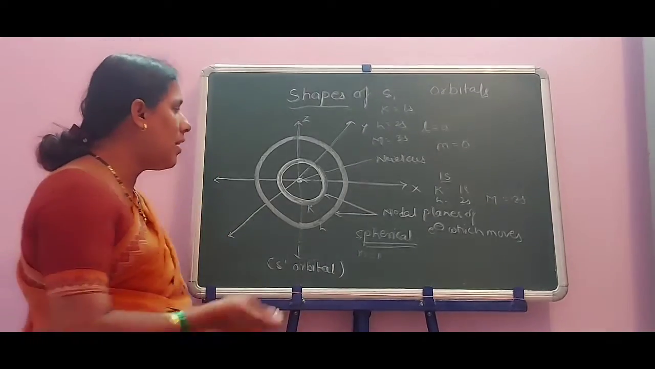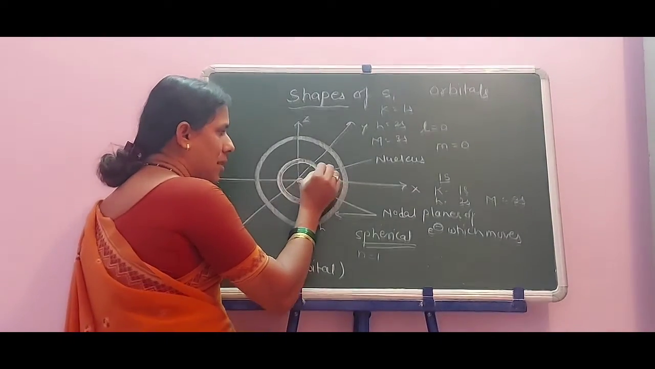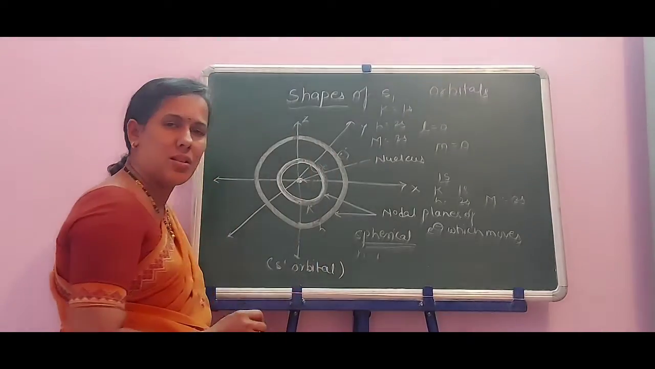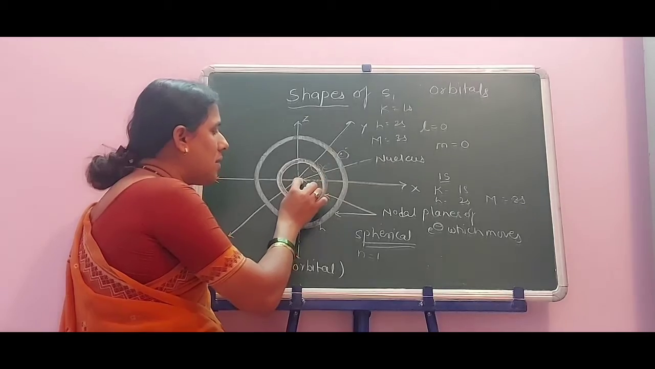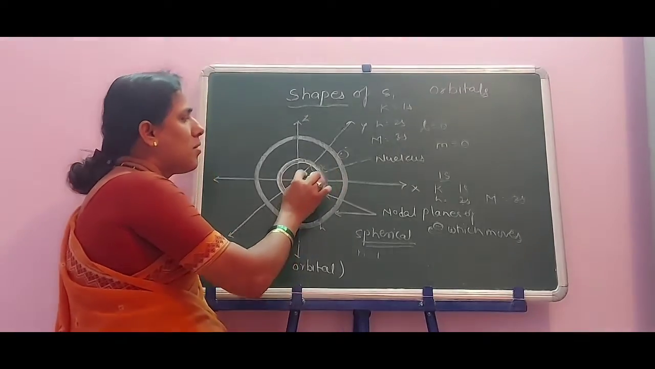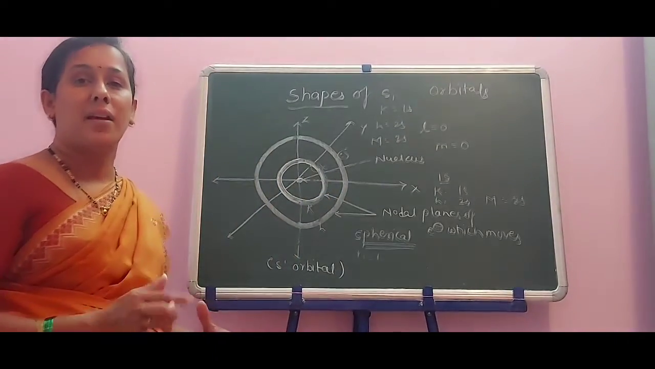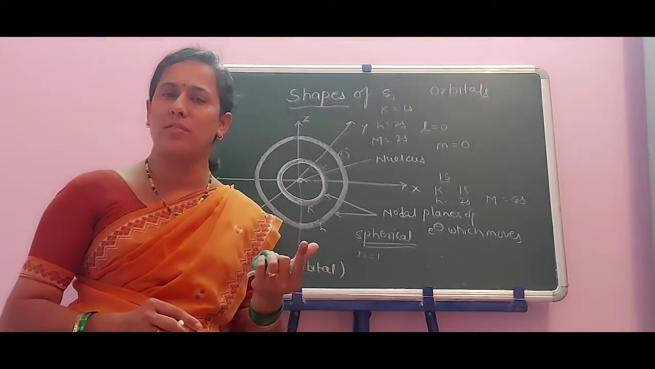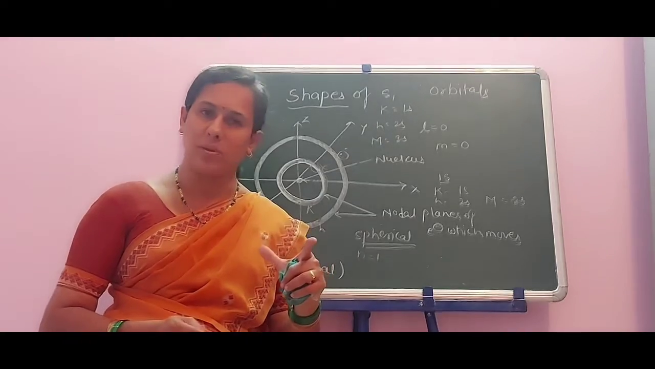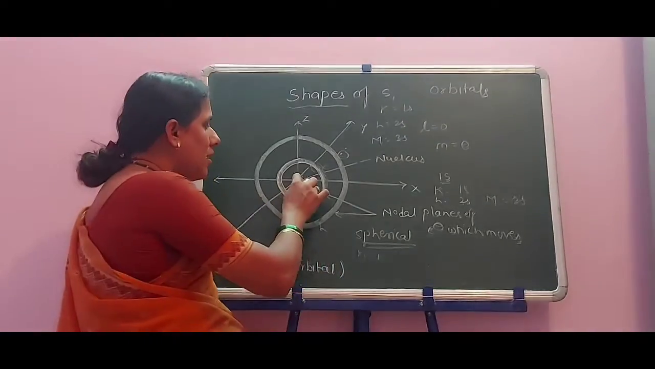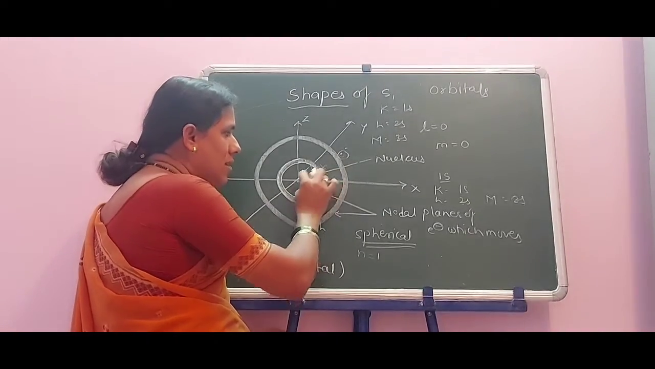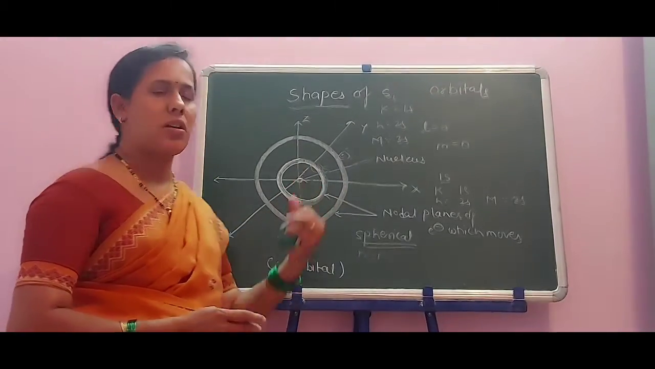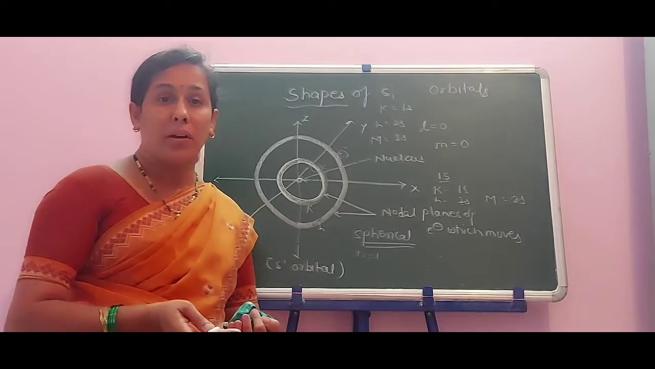And as the electron is located farther out in the shell, the distance between the nucleus and the electron increases, so the attraction between the positively charged nucleus and the electron decreases. As this distance increases, the attraction between the positively charged nucleus and the negatively charged electron also decreases.